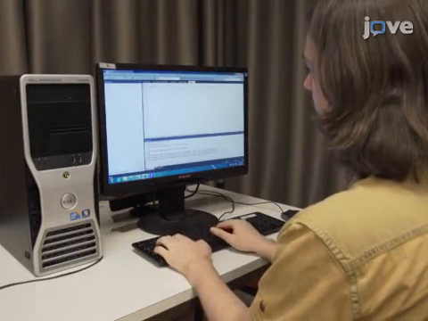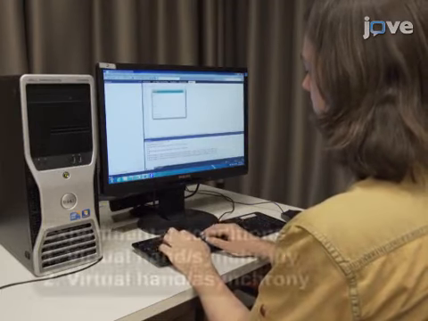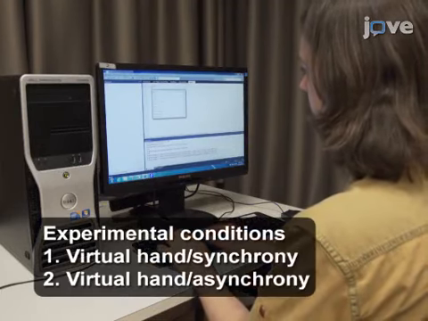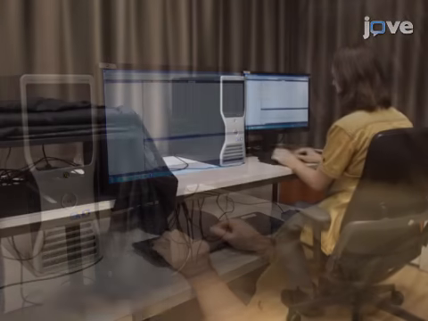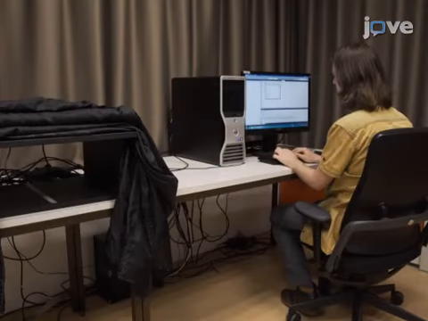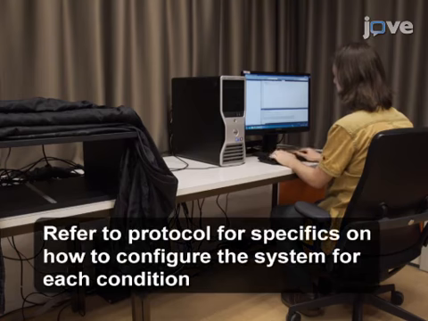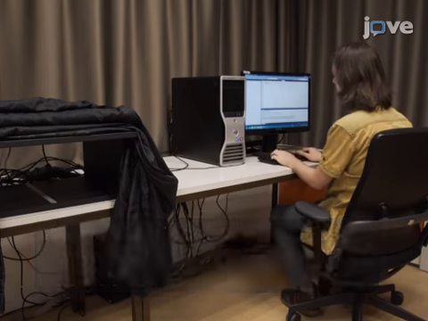Begin by counterbalancing and running the experimental conditions, synchrony versus asynchrony, between real hand movements and virtual hand movements. Configure the system to a specific time delay or virtual object based on the condition.